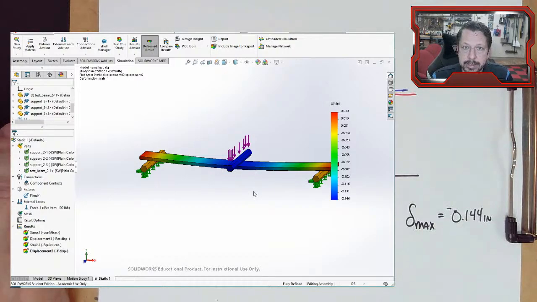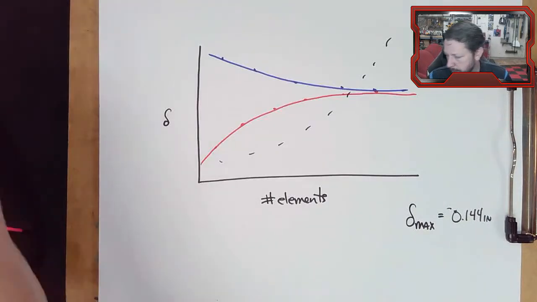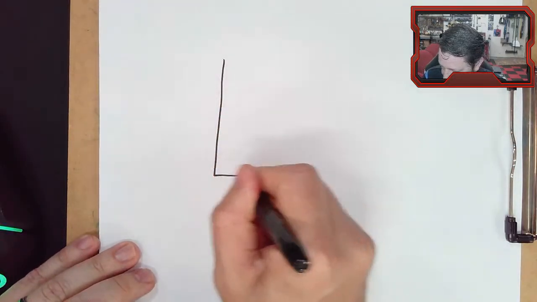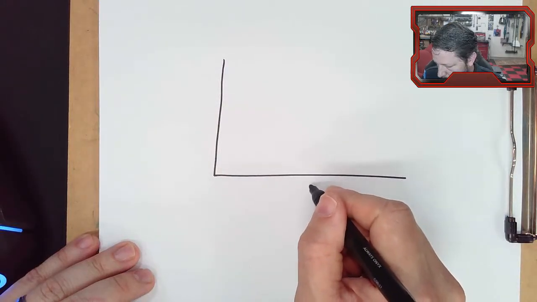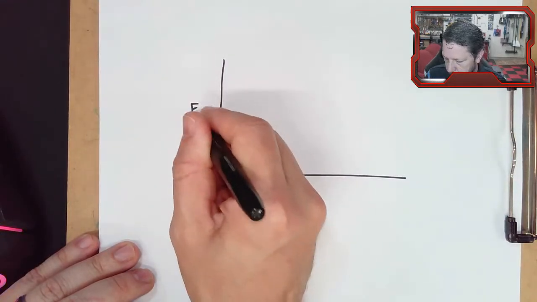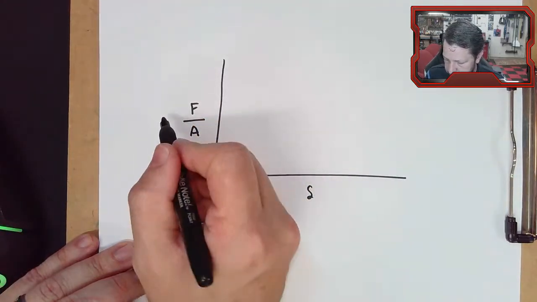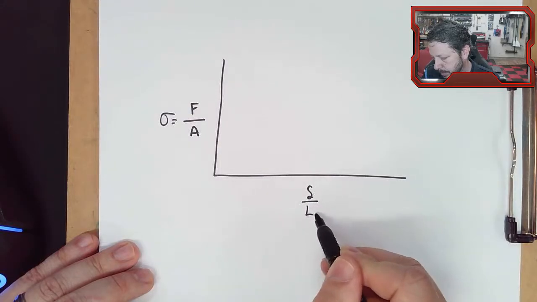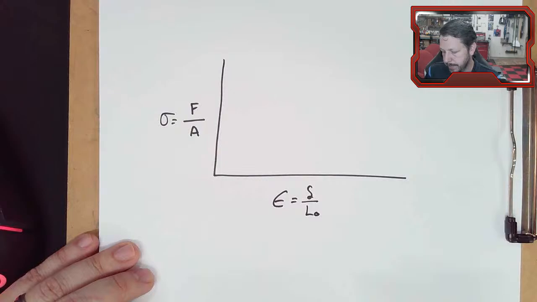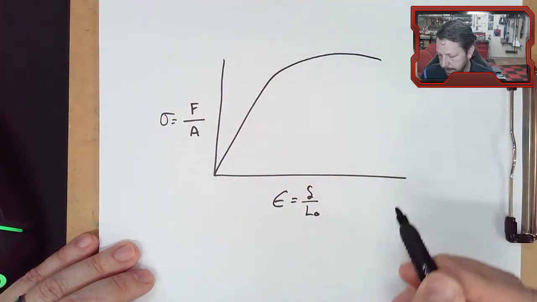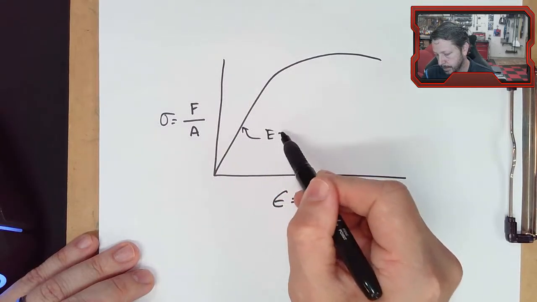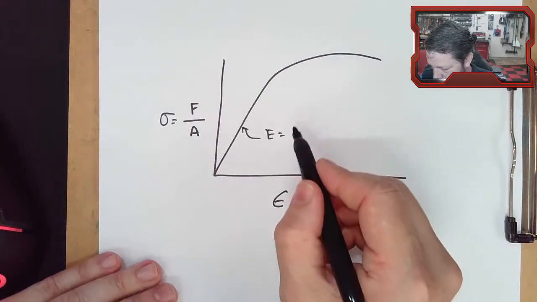Another way would be in the tensile test. If you recorded all of the data, remember, the tensile test would give you a plot with delta and force. You could divide the force by the area of the tensile test specimen, which gives you sigma, and delta divided by the original length would give you strain, and you get something like that. Modulus of elasticity is the slope of this line. So there's two different ways you could get modulus of elasticity.